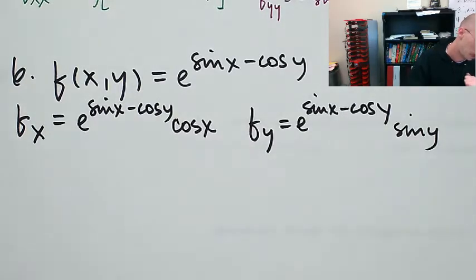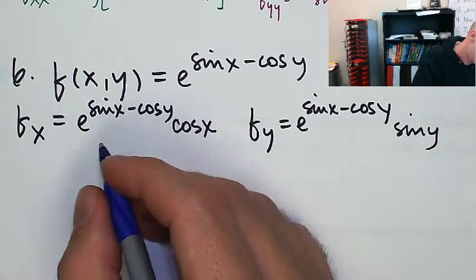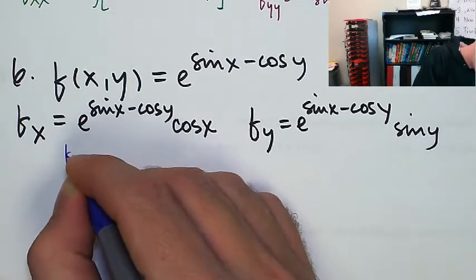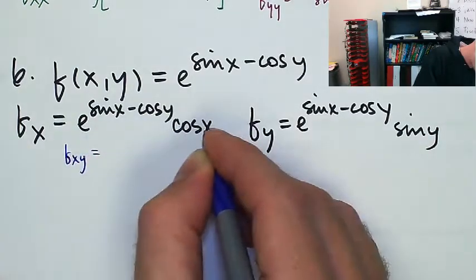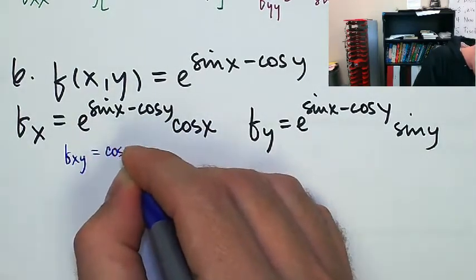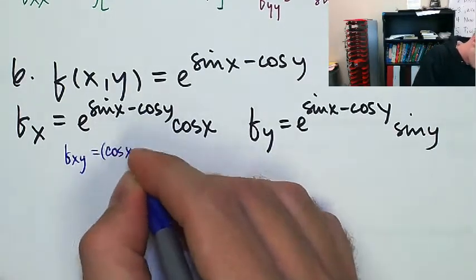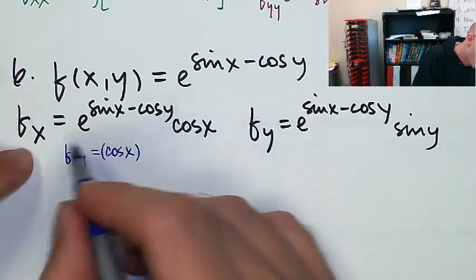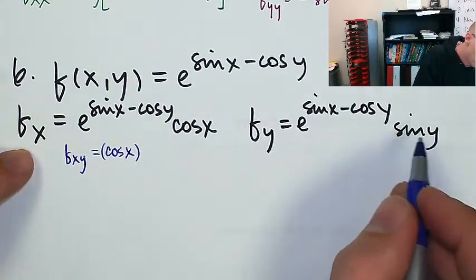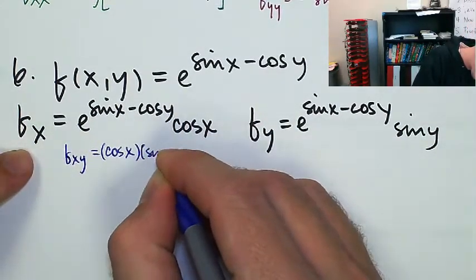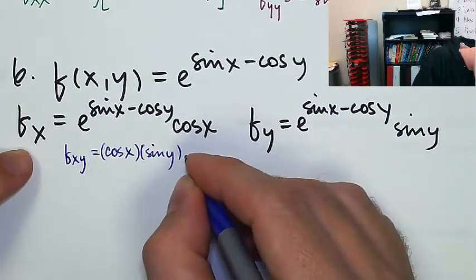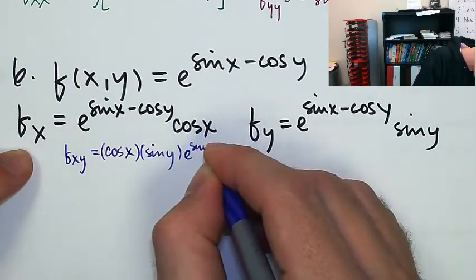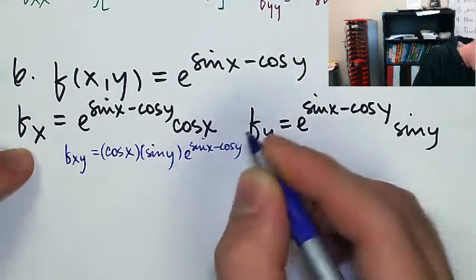Right, and then fx with respect to y. Oh, yeah, sure enough. So this cosine x will stay the same, and I might actually bring that over here. I take the derivative of e to the sine x minus cosine y with respect to y, and I'm just going to get all of this stuff, so I'll have a factor of sine y times still e to the sine x minus cosine y.